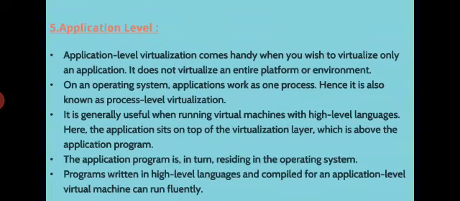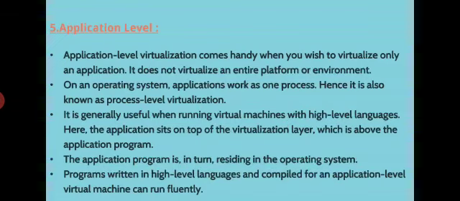And coming to the fifth level, that is application level. Application level virtualization comes in handy when you wish to virtualize only an application. It does not virtualize an entire platform or environment. On an operating system, applications work as one process, hence it is also known as process level virtualization. It is generally useful when running virtual machines with high level languages. Here the application sits on top of the virtualization layer, which is above the application program, and the application program in turn resides in the operating system.